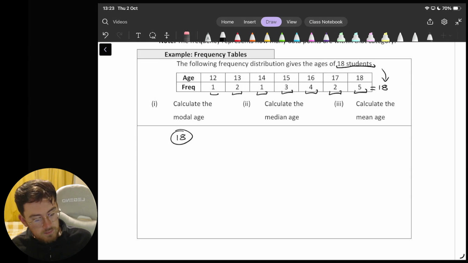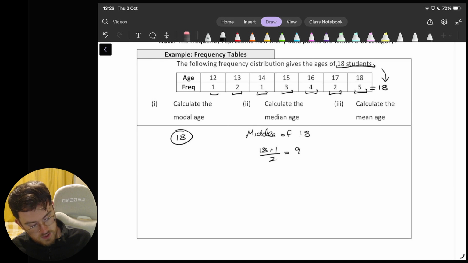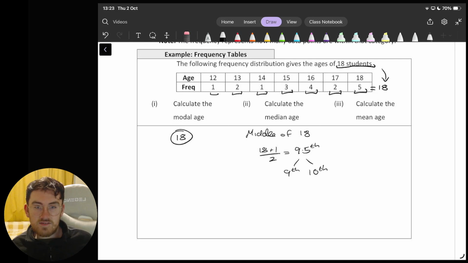We're asked to calculate the median. That's the middle value. So for the middle of 18, it's 18 plus 1 over 2, which is 19 over 2, which is 9.5. So we're looking between the 9th value and the 10th value. What we need to do, slightly different to what we've had before, is go through these categories, looking at each of the frequencies until we've worked out where the 9th and 10th person are.